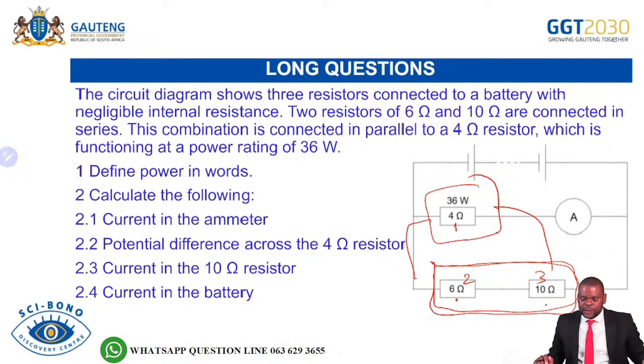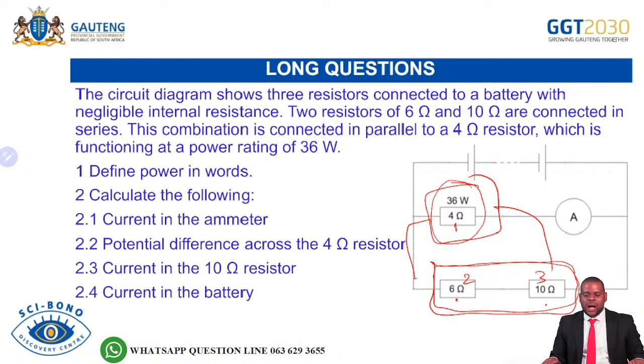Are we together? Yes, they are connected in parallel, which is functioning at a power rating of 36 watts. You can see the 4 ohm resistor has a power of 36 watts. Then the first question says, let's look into the question. First question says, define power in watts.